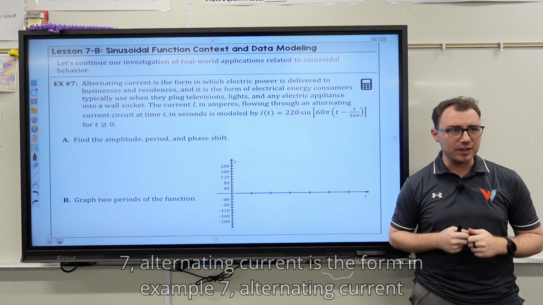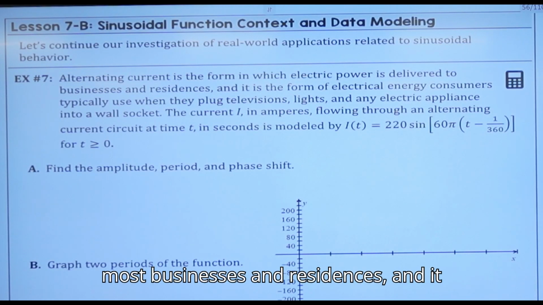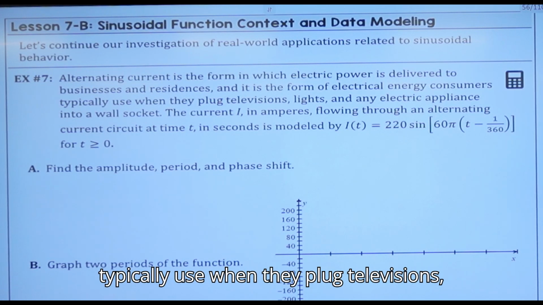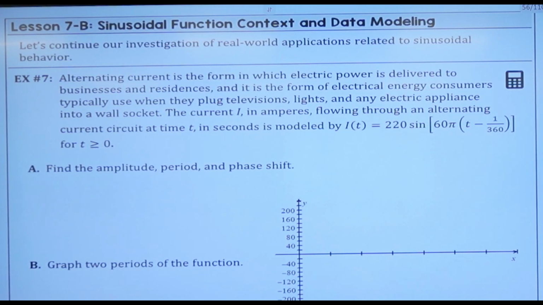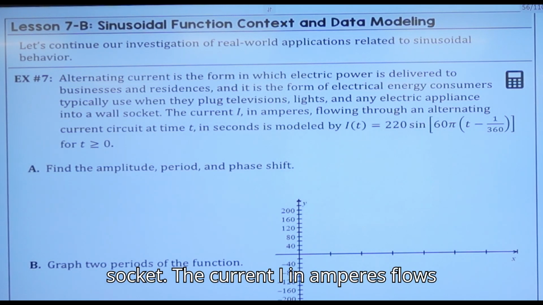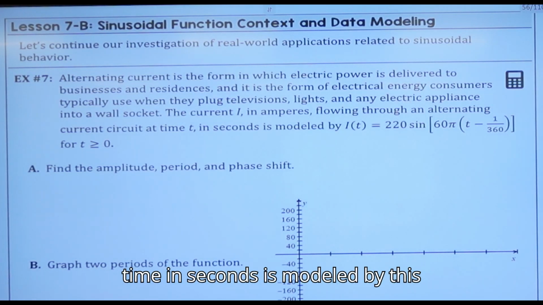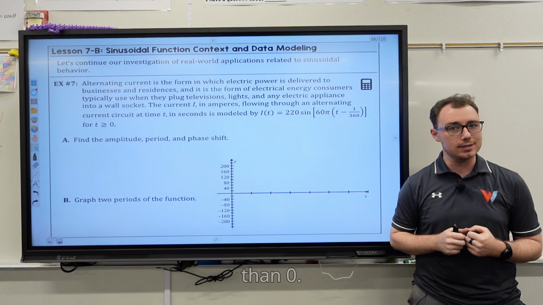In example 7, alternating current is the form in which electrical power is delivered to most businesses and residences. It is the form of electrical power consumers typically use when they plug televisions, lights, and any electrical appliances into a wall socket. The current I in amperes flowing through an alternating current at time t in seconds is modeled by this equation here, where t is always greater than 0.